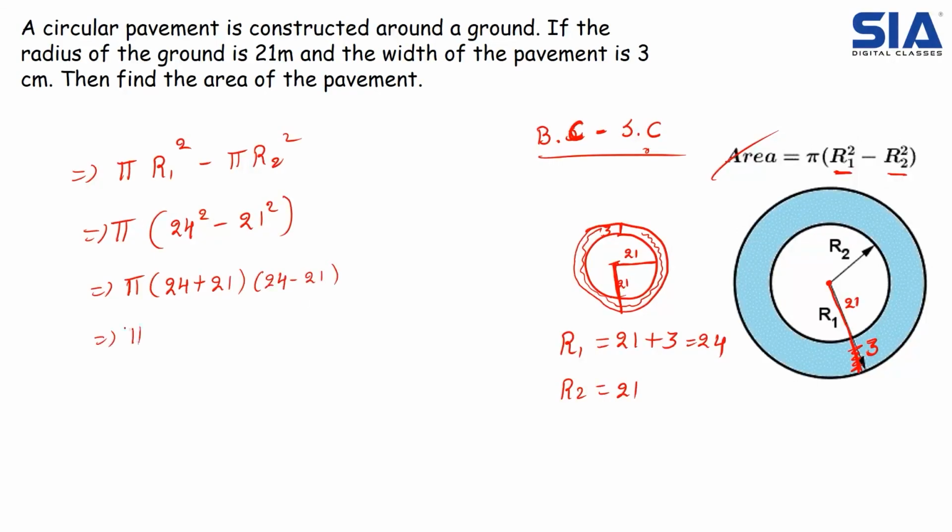The value of pi is constant. Let us take it as pi itself. So 24 plus 21 is what? 45. 45 multiplied by 3. So 5 3s are 15. 4 3s are 12. 135. So the area of that particular pavement is 135 pi meters. Okay, 135 pi meters. So here the width of the pavement is 3 meters, not 3 centimeters.